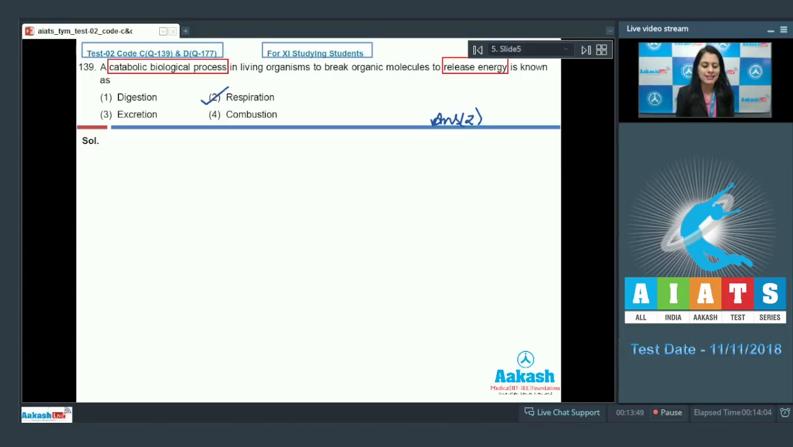The very first option given is digestion, and this is an incorrect option because in digestion, body transforms mechanical energy into chemical energy. The next option given is excretion, and this is an incorrect option because excretion involves the ejection or removal of waste materials from the body. The last option given is combustion, and this is also an incorrect option because combustion is a physical process rather than a biological process. So the correct answer is option number 2. Let's move on to the next question.